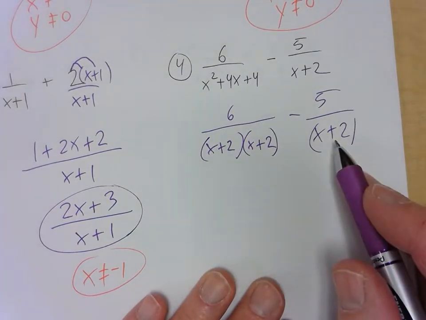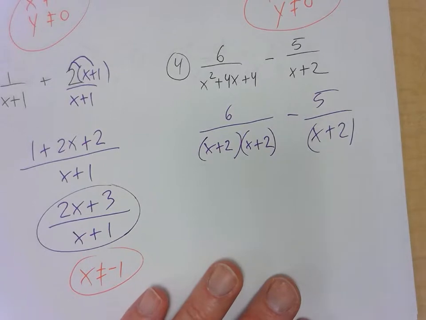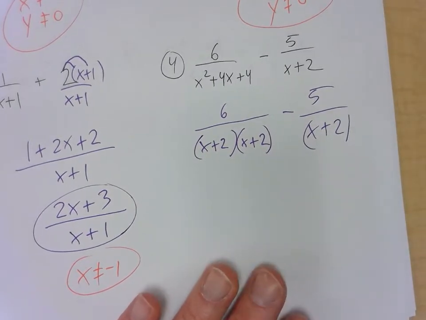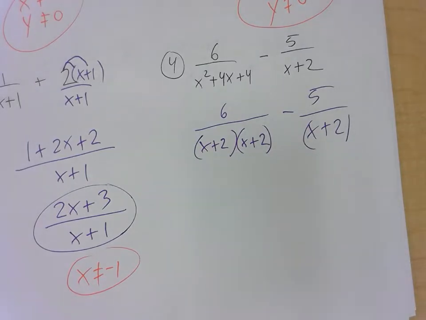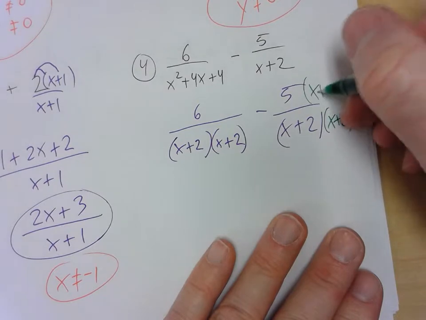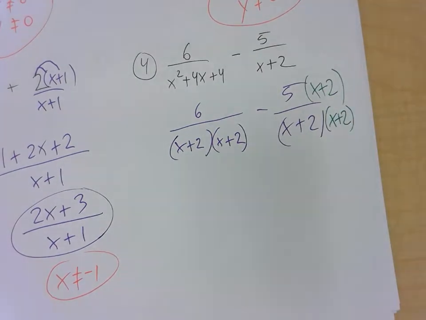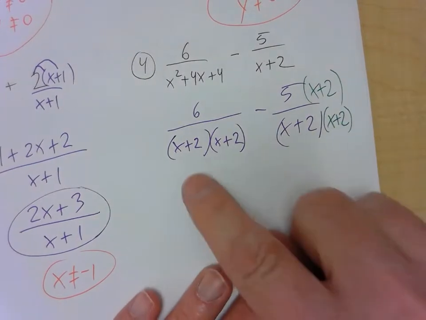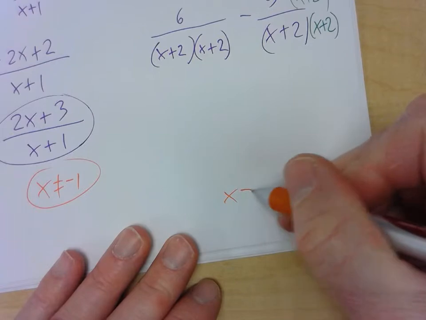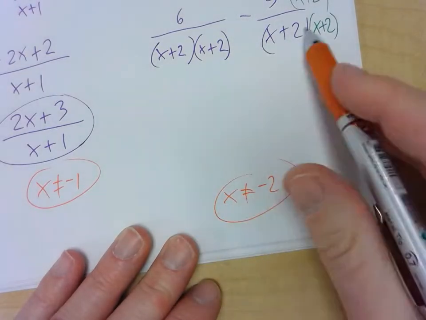This only has 1. So I need to multiply by another x plus 2. You know what? I'm going to get, here's my green pen. I'll use that. X plus 2 and x plus 2. There we go. So I don't know if you can tell that's green or not. Yeah, I think you can. So now they're the same. The restriction, of course, is just x cannot be negative 2, because that would cause division by 0 all the way across.